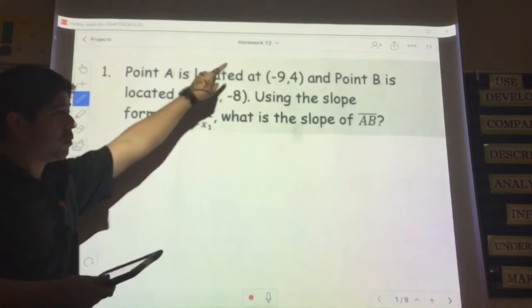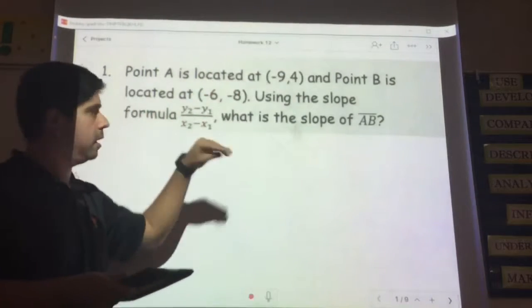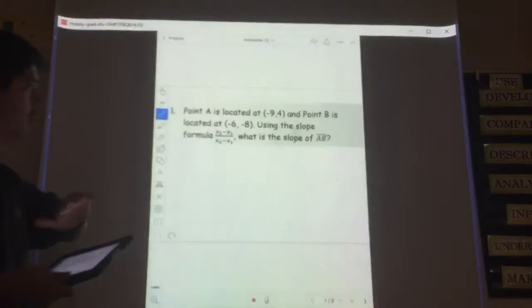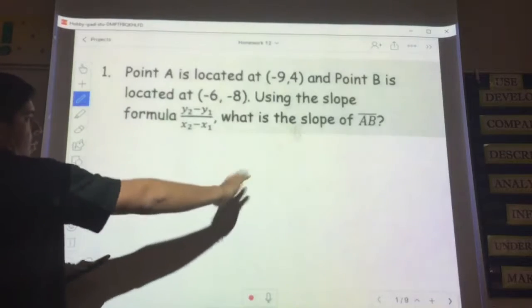Okay, so this is homework 12. I'm going to do something a little different today. I'm going to do it on the iPad. So what I'm drawing on here is what's going to be up here on the screen.